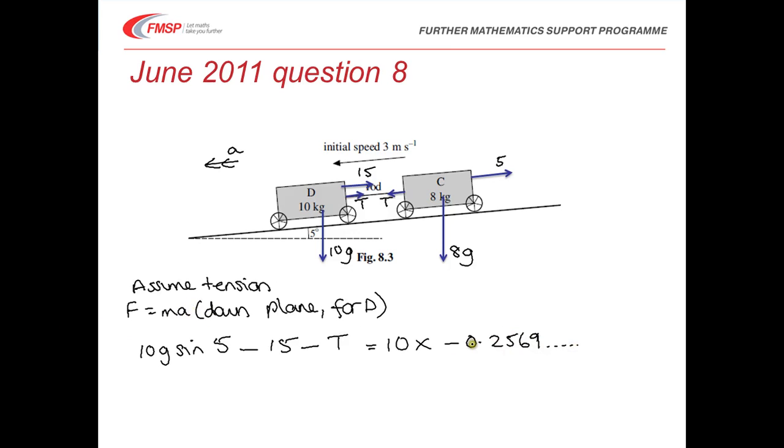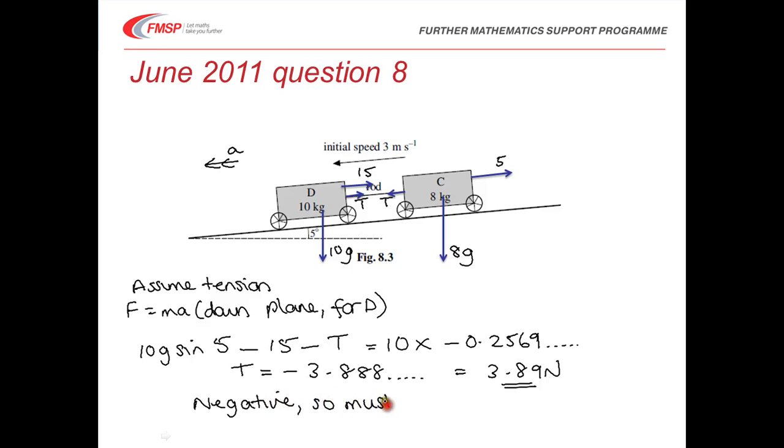Now if you rearrange that, bring the T over to the right hand side and type it in your calculator, you get T equals minus 3.888, and so that would be 3.89 newtons. And what is important is that we note that this is negative, so must be not a tension as I assumed, but a thrust. So that's everything on the question.